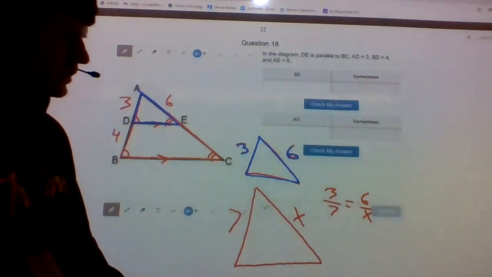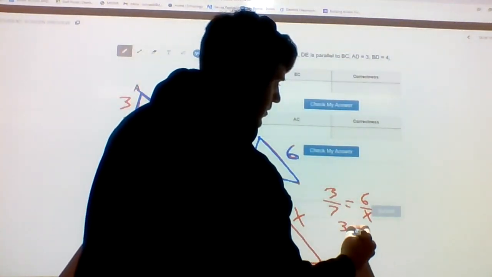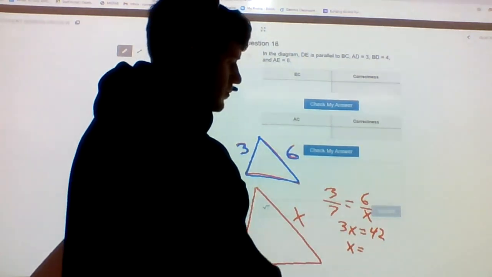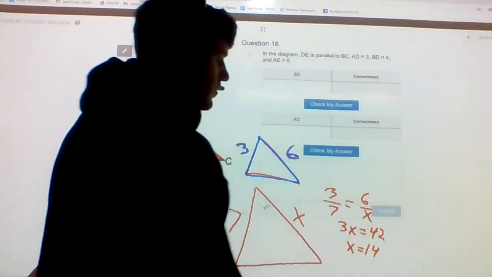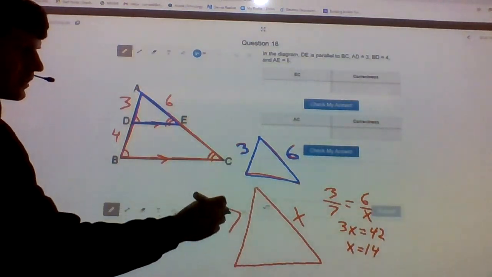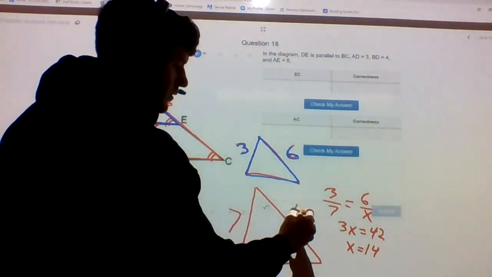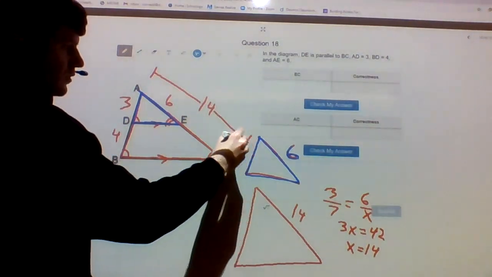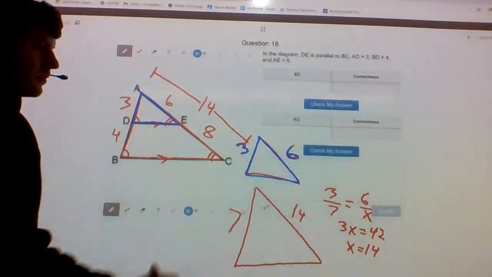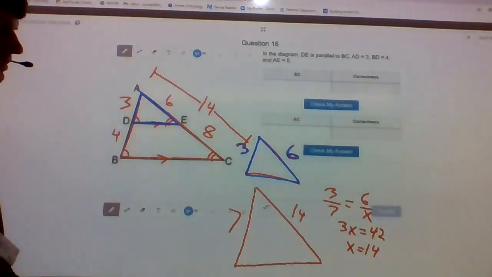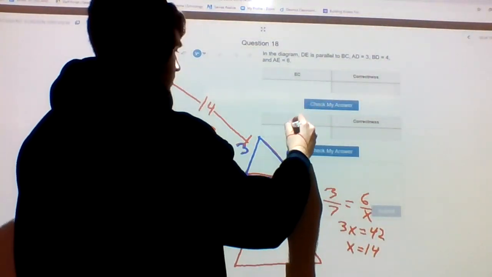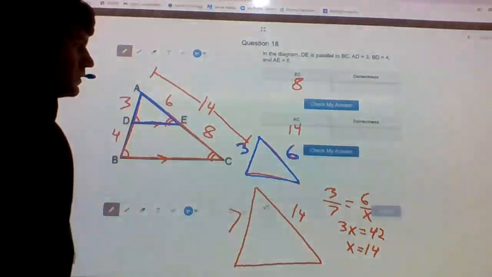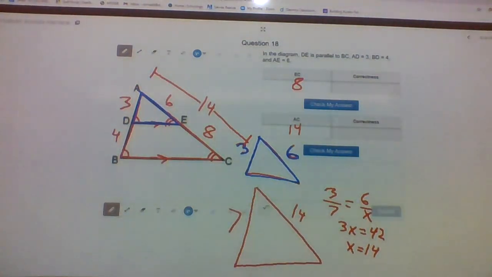Okay, cross multiply, that's 3x equals 42. So that's x equals 14. So x, the whole thing here, is 14 then. And then you can do 14 minus 6 gives us 8. The whole thing is 14, and then EC there is 8. 14 minus 6 is 8.